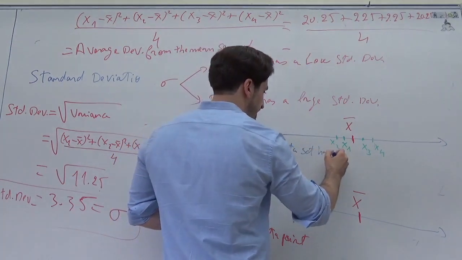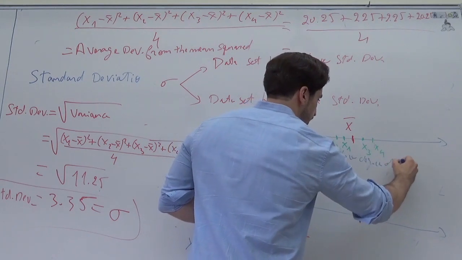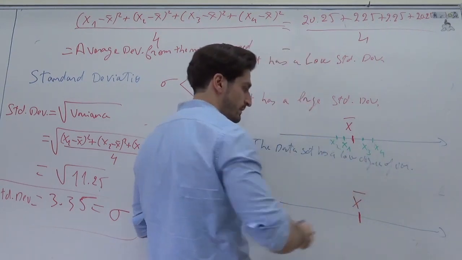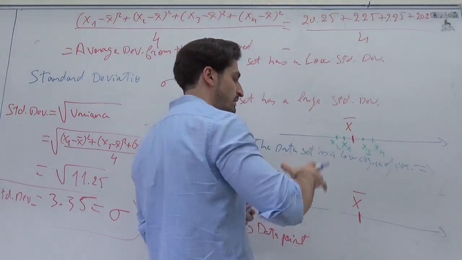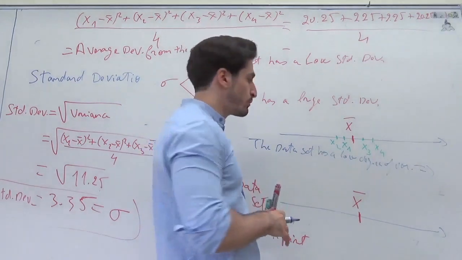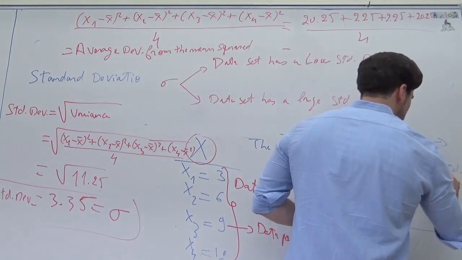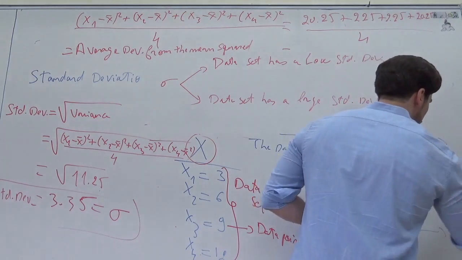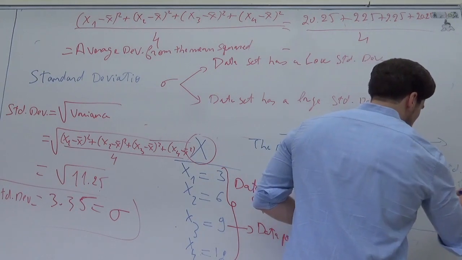So over here, the data set has a low degree of variability, meaning that the standard deviation has a low measure of variability.